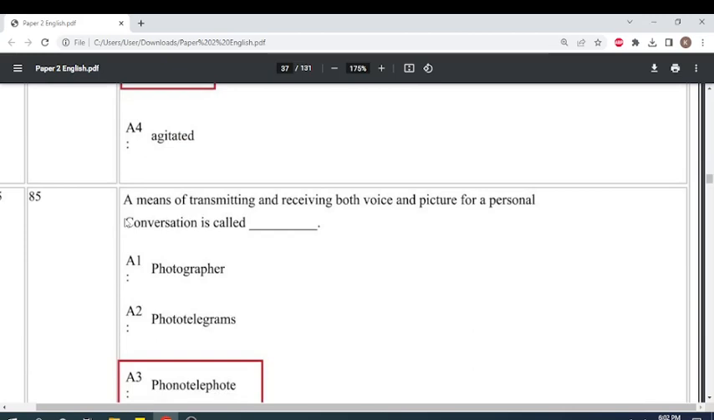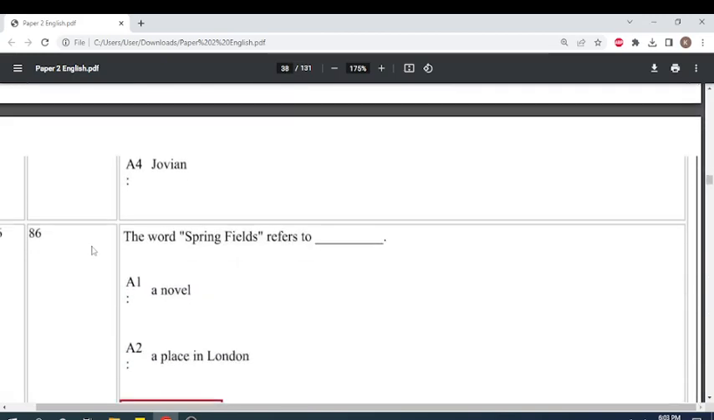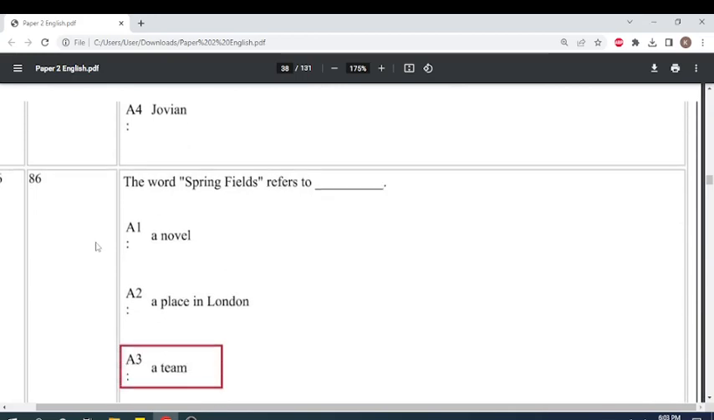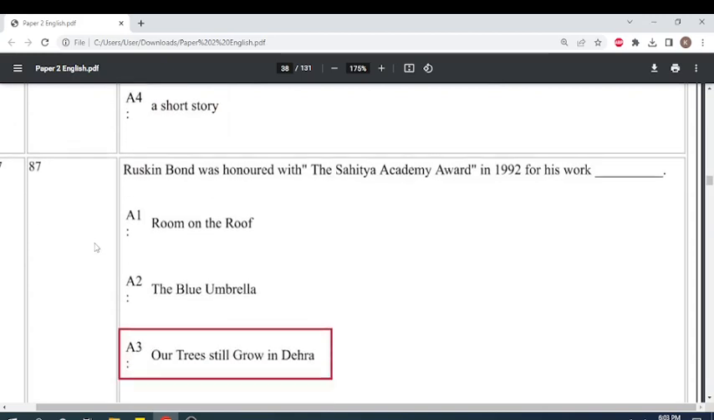85. A means of transmitting and receiving both voice and picture for a personal conversation is called phonotelephote. 86. The word Springfields refers to? Answer A3, a team. 87. Ruskin Bond was honored with the Sahitya Akademi Award in 1992 for his work Dash. Answer A3, Our Trees Still Grow in Dehra.